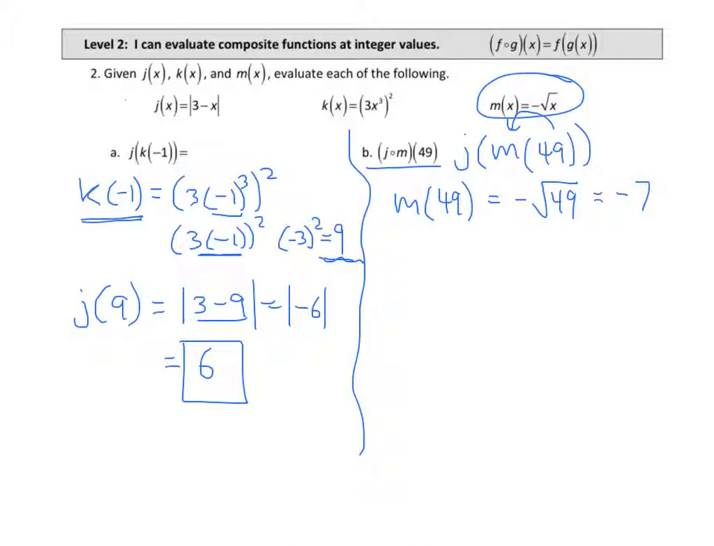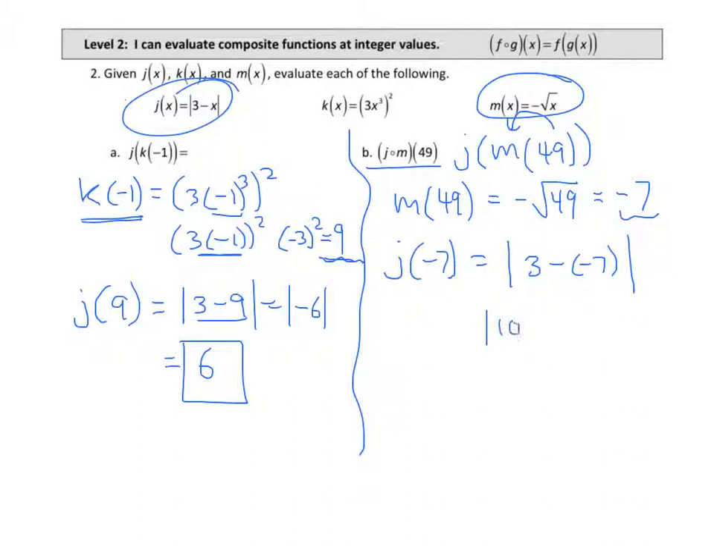Now I take that answer I got, -7, and I plug it into j. So I do j of -7. Plugging -7 into j, we get the absolute value of 3 minus -7. 3 minus -7 is +10, so we get the absolute value of +10, and then anything inside an absolute value comes out positive, so this will just equal +10, and that's my final answer.